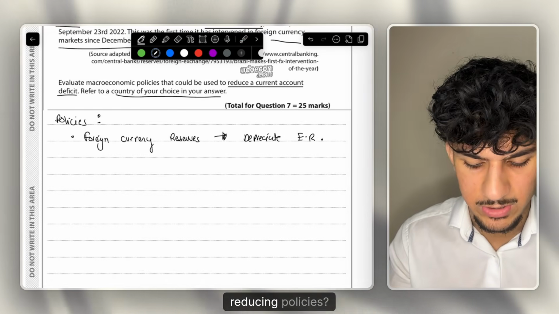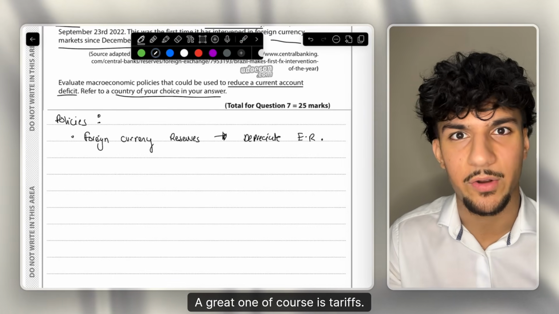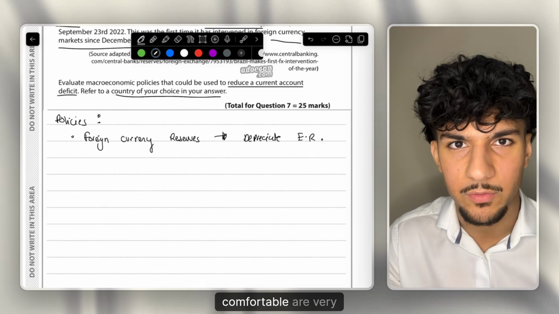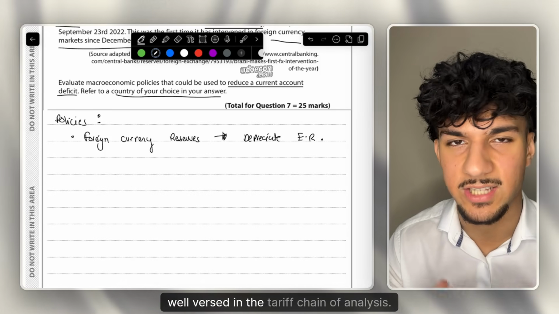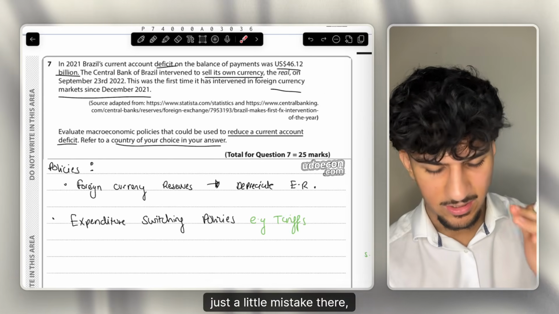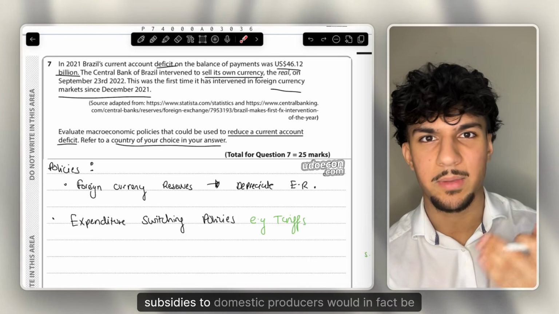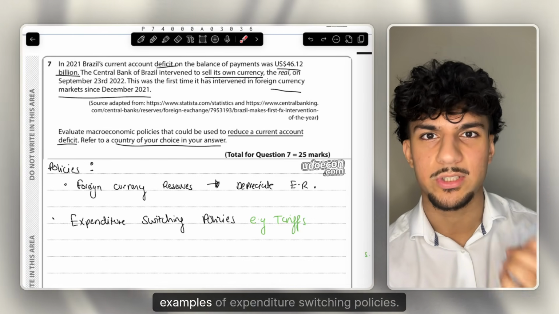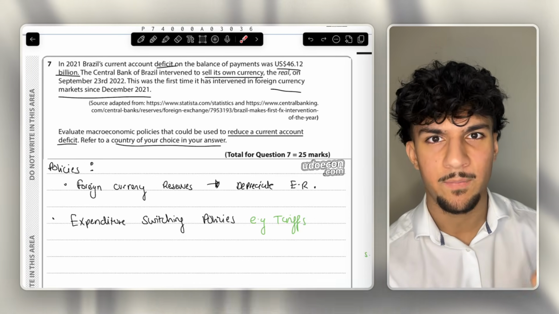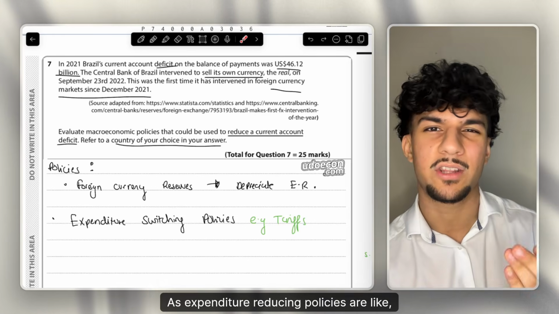But yes, which policy would I use? For the expenditure switching policies, a great one is tariffs. And I'm sure a lot of you are very comfortable and well versed in the tariff chain of analysis. Just a little mistake there. I said the wrong thing and somehow wrote the wrong thing as well. Tariffs and subsidies to domestic producers would in fact be examples of expenditure switching policies, as expenditure reducing policies are fairly negative.